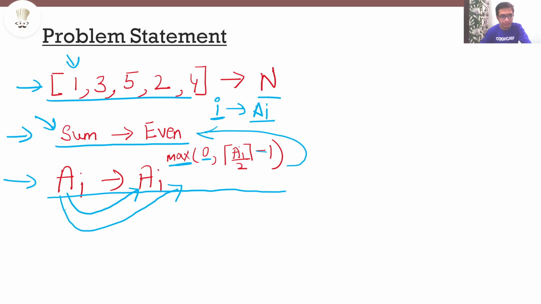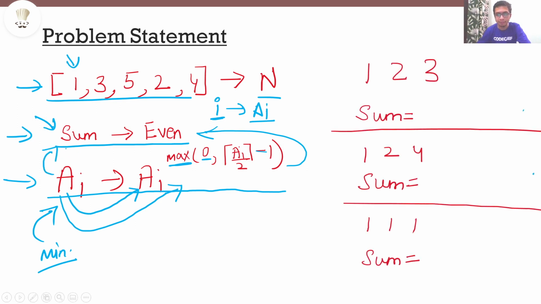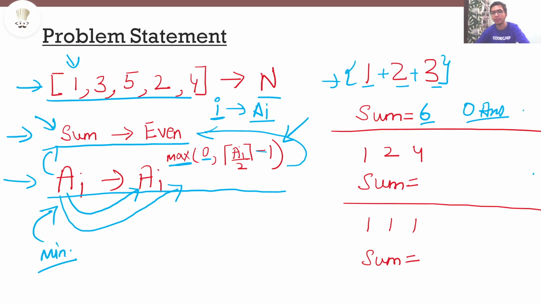And this is to make sure that the sum of this array becomes even. We have to find the minimum number of such operations required to make the sum of this array even. For example, let's say this is the array. Firstly, I'll find the sum of this array. Here 1 plus 2 plus 3 is 6. So the sum is already even, and we need not perform any operation on this array. Hence, 0 operations are required, and 0 would be the answer for this case.